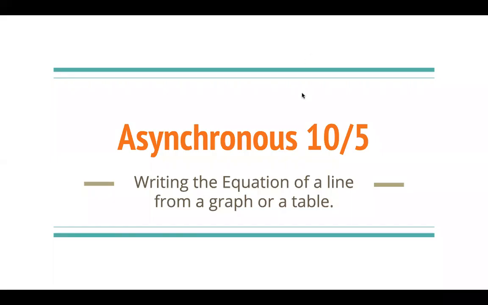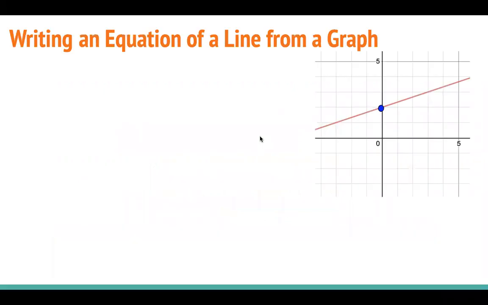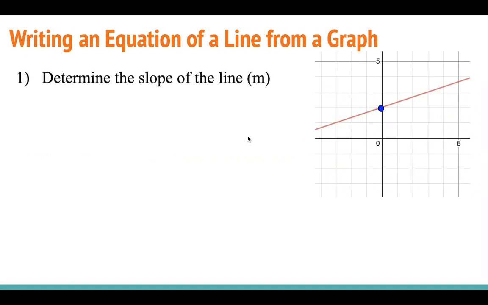Okay, everybody, today is October 5th, and we have an asynchronous assignment about writing the equation of a line from a graph or table, and also a little bit about graphing. Okay, so when we have a graph and we're looking to do the equation, we need to do a few things. First thing, determine the slope.